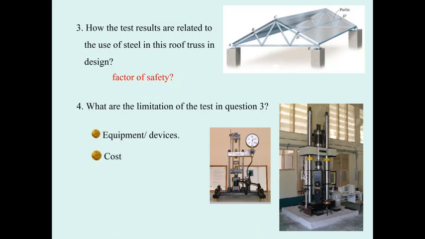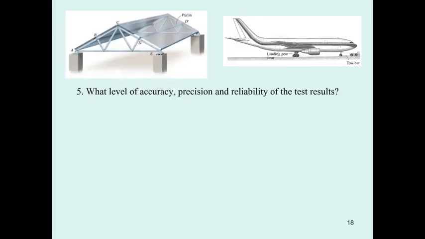And the cost of these two devices is different. This is like a 5 million baht machine. This is going to be like a 200,000 baht machine. So the cost of the machine is also an important factor. And if you have this one, you just use this one because it's going to provide you a better result. And then what level of accuracy, precision, and reliability of the test result?